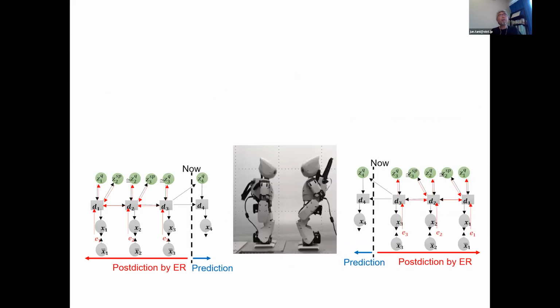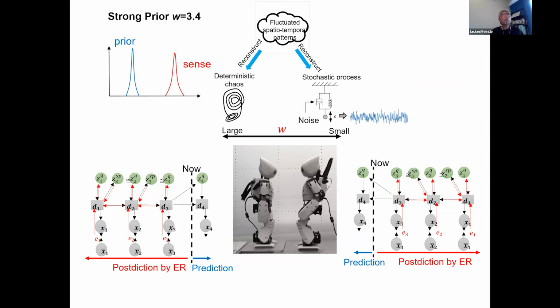So then I come to the conclusion about this interactive dynamics. When we set this robot's W larger, the prior sigma is very small. Its precision becomes high. That's why the posterior is pulled toward the prior.